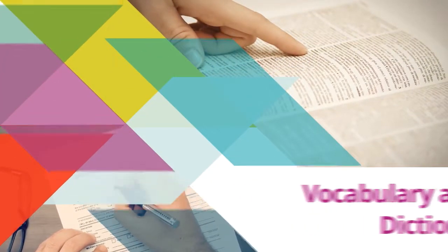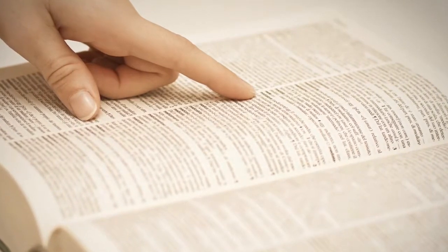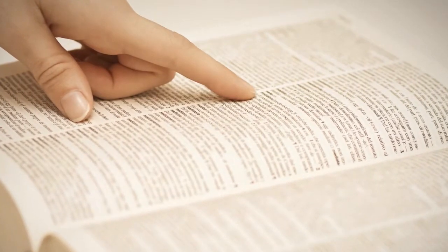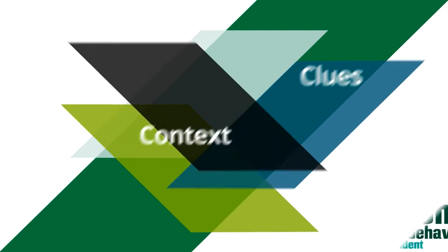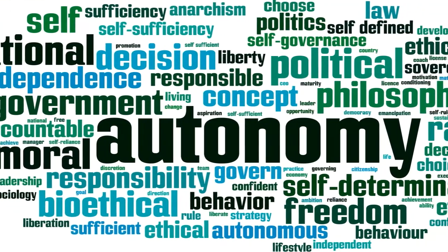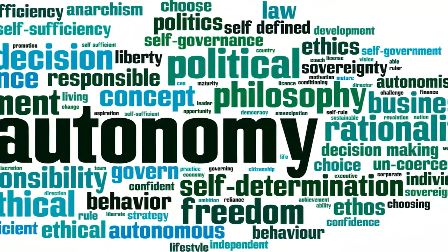Vocabulary and dictionary skills. One way to become a faster, more efficient reader is by mastering vocabulary and dictionary skills. Unfamiliar words are everywhere. One way to build your vocabulary is to use context clues. Context clues are the words and phrases in a sentence that help you figure out the meaning of an unfamiliar word. Context clues come in different forms.